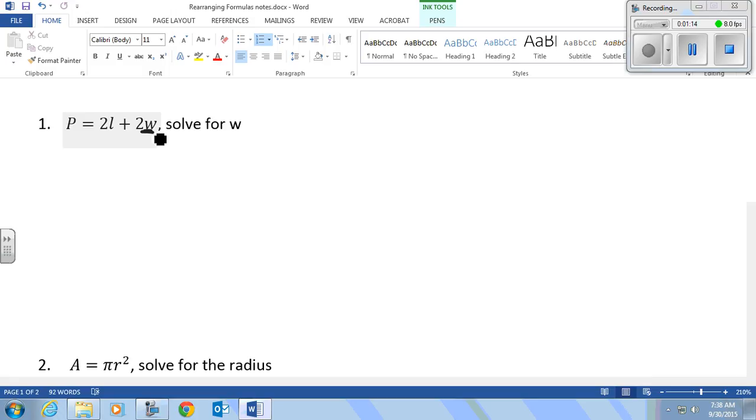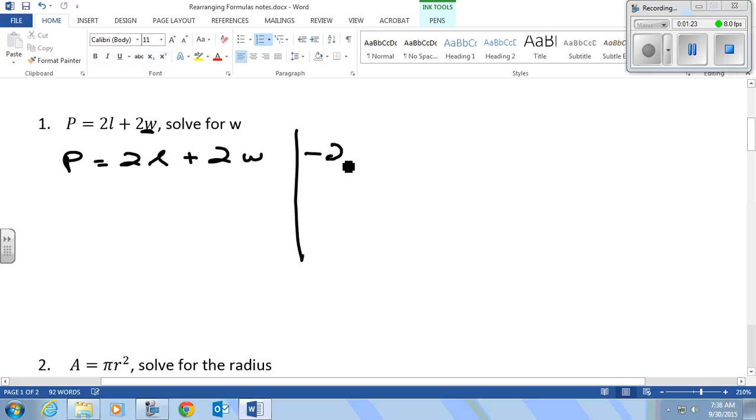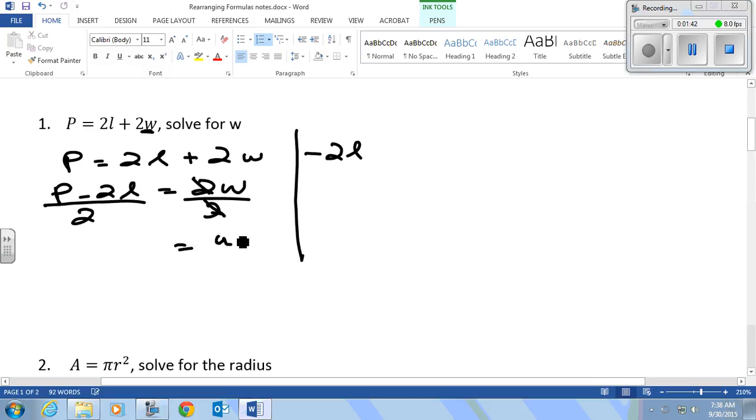So let's first subtract that 2L term from both sides of the equation. I've got P equals 2L plus 2W, and I'm going to subtract 2L from both sides. So P minus 2L equals 2W. Now I've got 2W, so the last step will be to divide by 2, so that I've got 1W. So I divide both sides by 2. 2 divided by 2 is 1, so I have W by itself, and P minus 2L over 2.